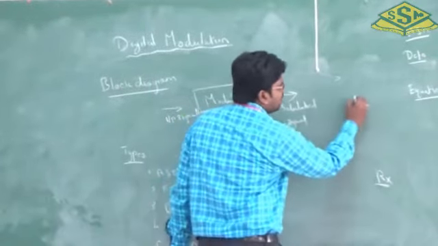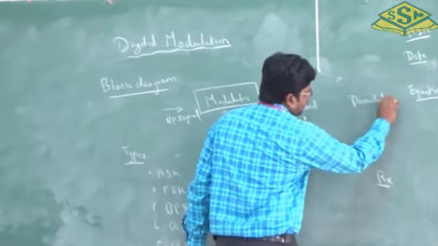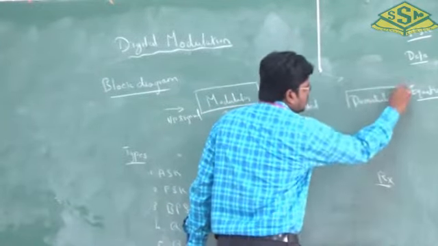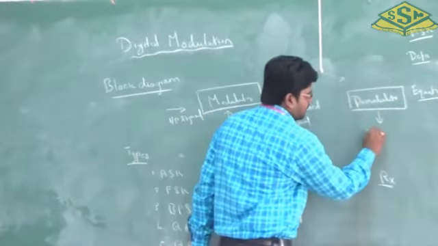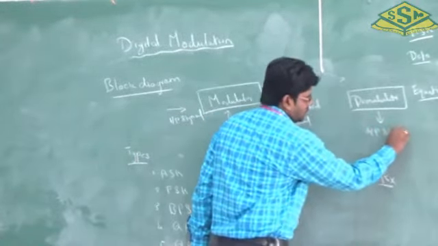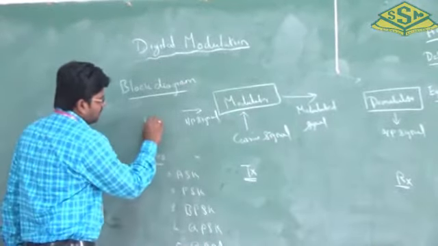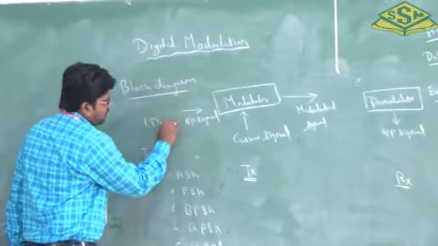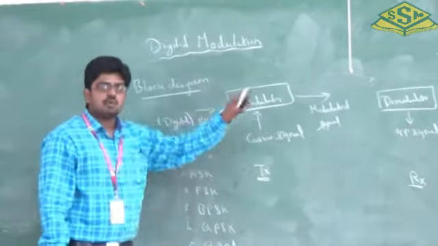Here in the receiver side, we have a demodulator. By using a demodulator, it will produce an output signal. Here the input signal must be digital data. Then only we can call it a digital modulation.